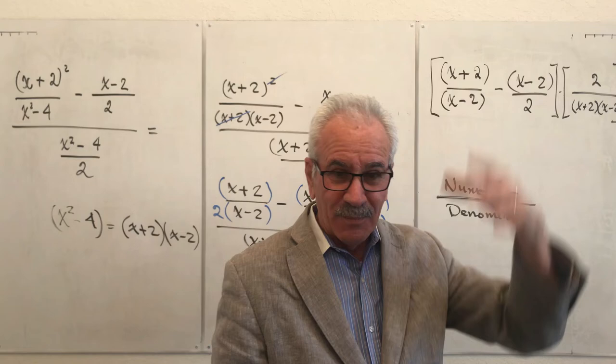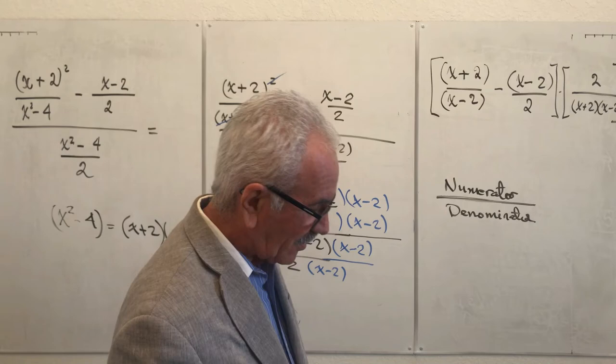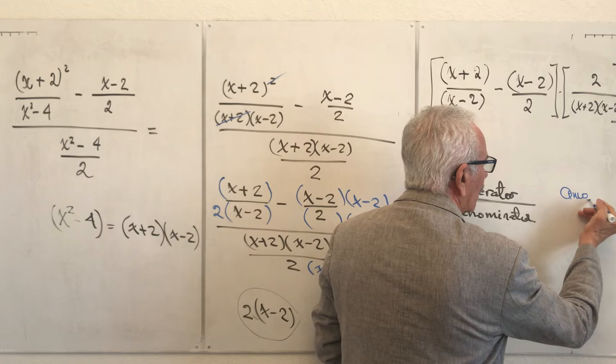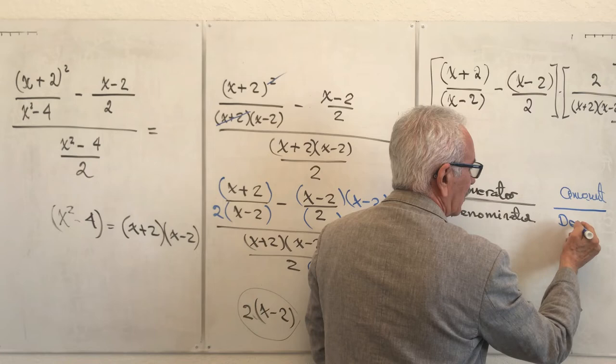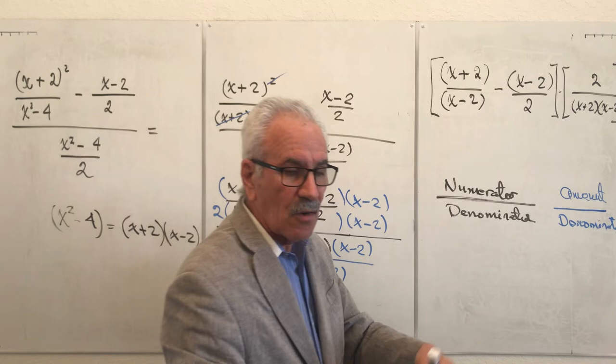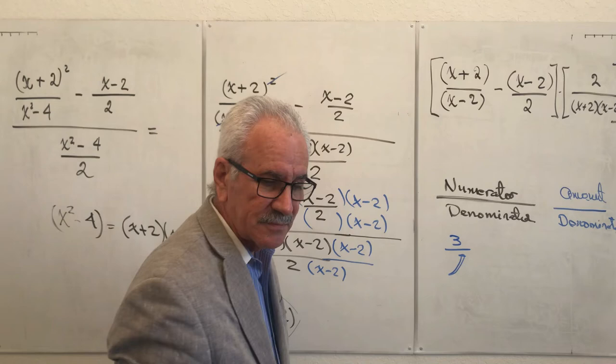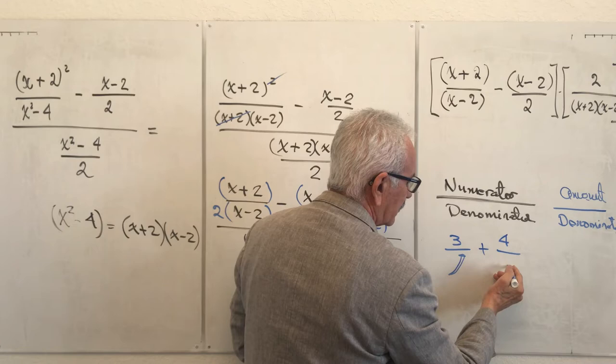No. The numerator is the amount. It represents the amount. How many? How many what? The denomination. For example, 3 bananas, that's a fraction, plus 4 apples. You cannot add them because they have different denominations.